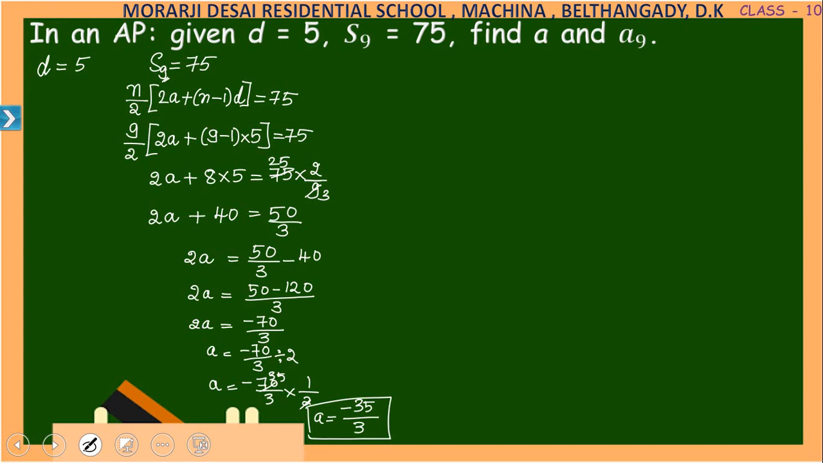Now we have to find A9. What is the formula for A9? A9 is equal to A plus 8D. An is equal to A plus n minus 1 into D. So A9 is equal to A plus 8D, 8 is 9 minus 1 is 8 into D.